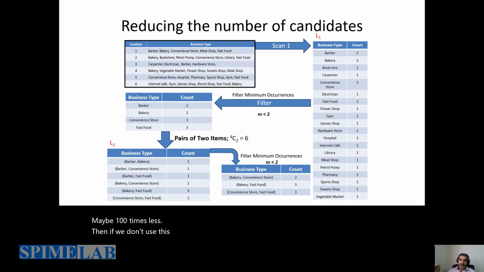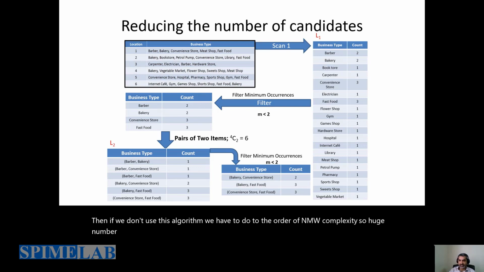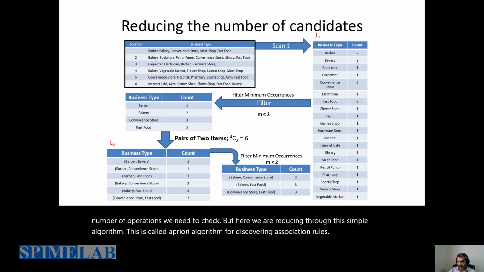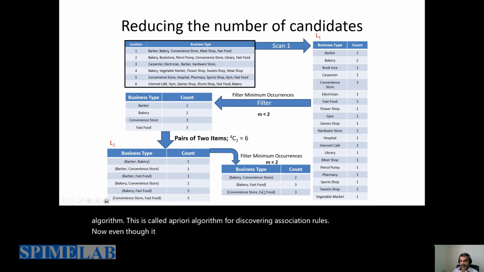We would have to do to the order of NMW complexity. So a huge number of operations we need to check. But here we are reducing through this simple algorithm. This is called the apriori algorithm for discovering association rules. Now, even though it looks much better, do you see any downside for this algorithm?